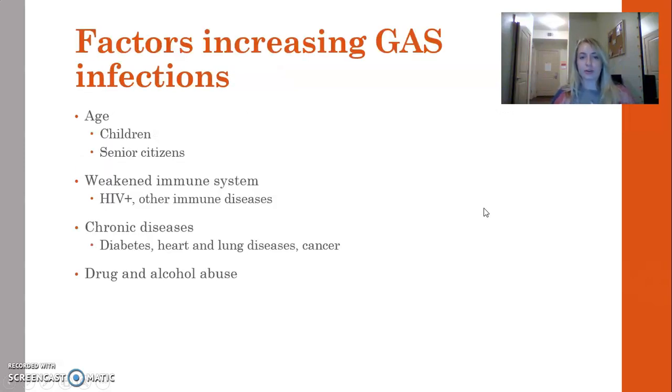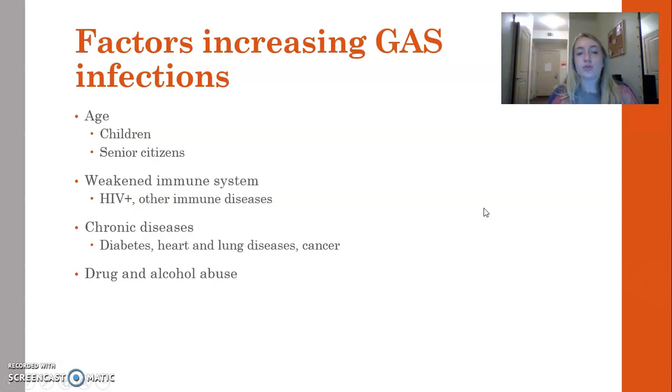So some of the factors that increase your likelihood of getting a GAS infection are your age. It typically comes in people from ages 5 to 15 and then over 65. We see it in children or senior citizens, usually not in between though, because that's when you have the most underdeveloped immune system in your life. We also see it in people who have a weakened immune system, like if someone is HIV positive, or if they have a chronic disease like cancer or diabetes or heart and lung disease, they're probably going to be more likely to get a GAS infection.